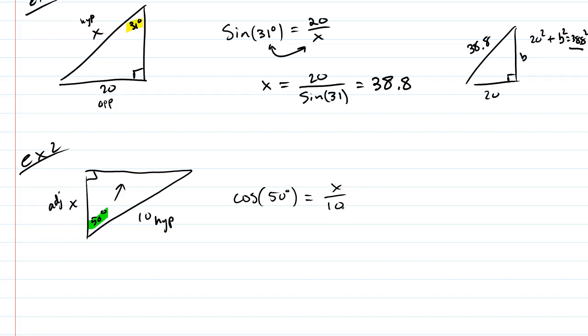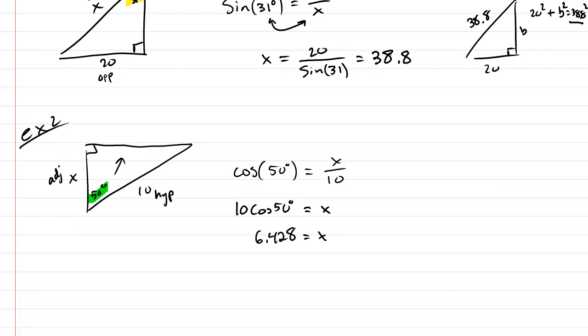Now here I don't have to do the switcheroo. I can multiply by 10 on both sides. And then I can put this in my calculator. So 10 times cosine of 50 is 6.428. Okay, and again, I have a hypotenuse and one of the legs. I could figure out the other leg if I wanted to.